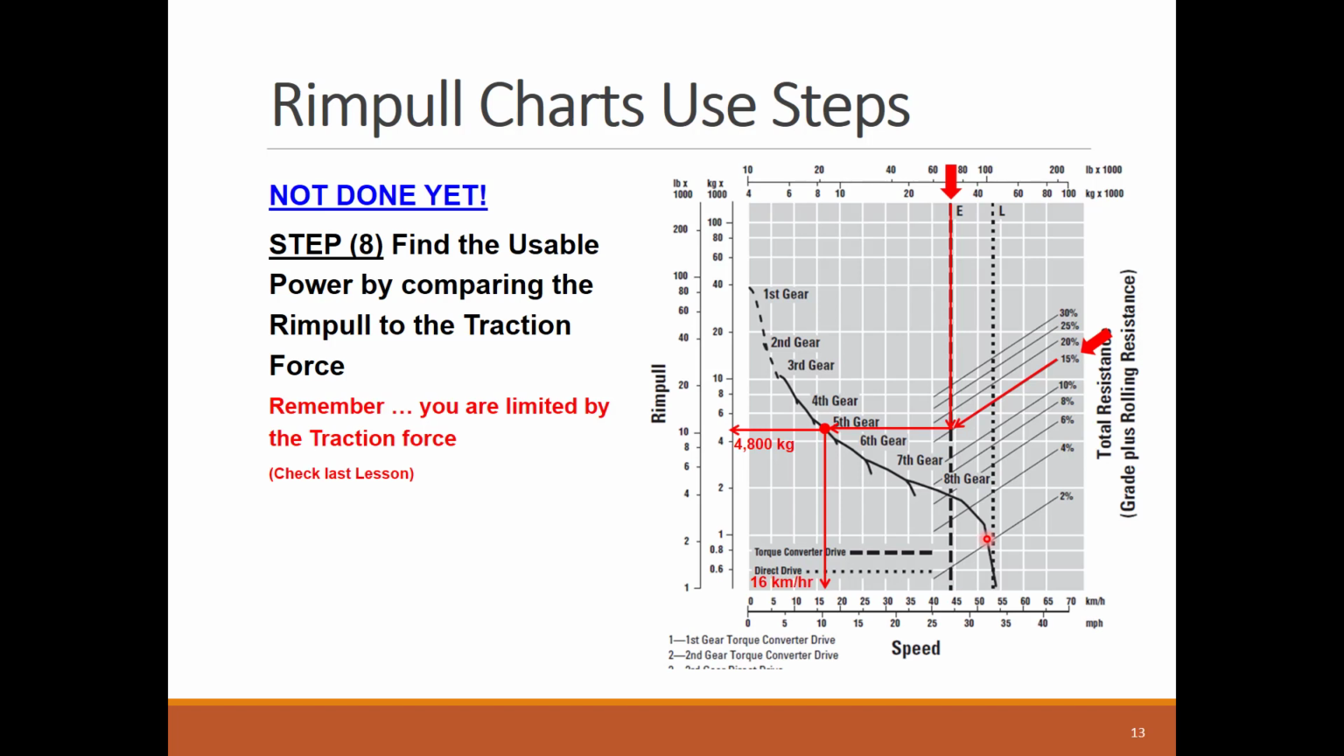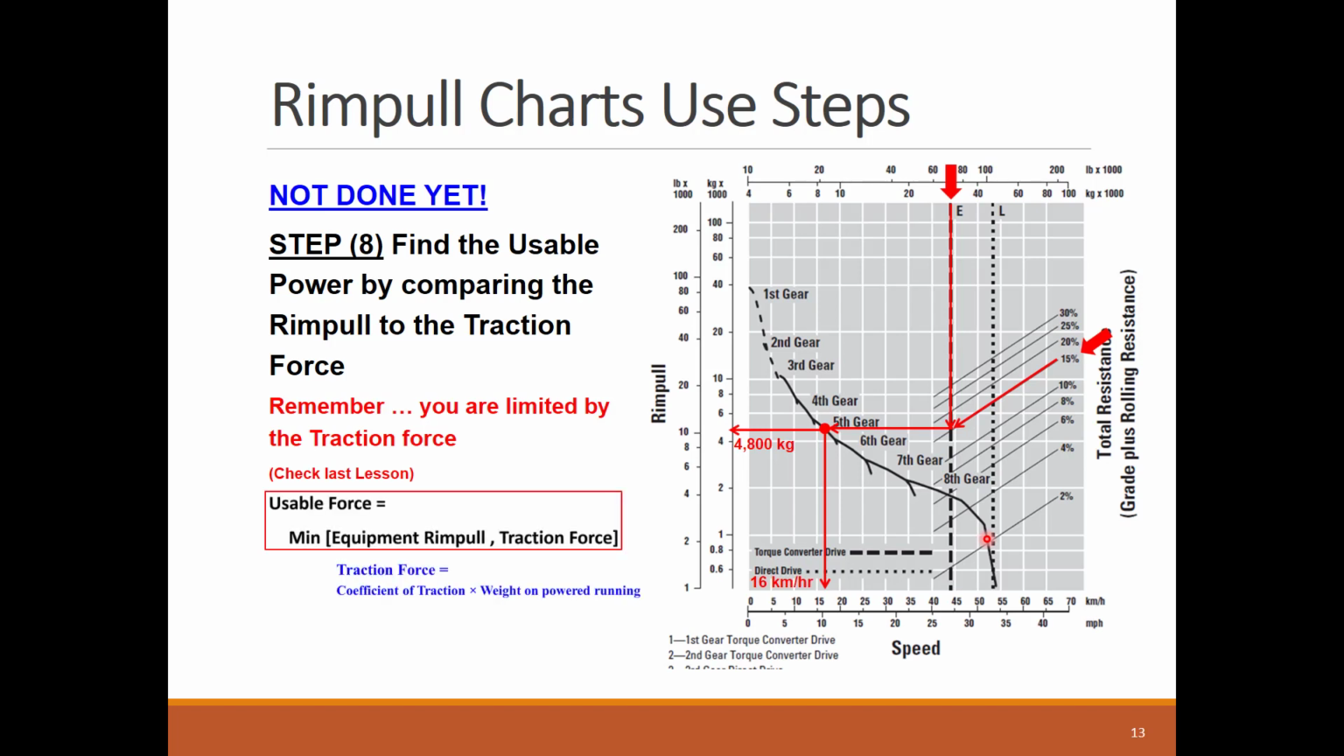So we will need to calculate the traction force as we did in the last lesson, and then find the usable force as the minimum of the rimpull and traction. If the traction force is more than the rimpull value from the chart, this means the whole surface is reliable, no tire slippage will happen, and the whole rimpull force will be fully usable.